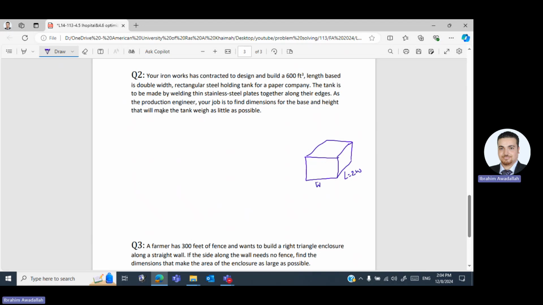The tank is to be made by welding thin stainless steel plates together along their edges. As a production engineer, your job is to find the dimensions of the base and height that will make the tank weigh as little as possible. The weight means the material, which means the surface area. So our goal here is to make SA, the surface area, minimum.